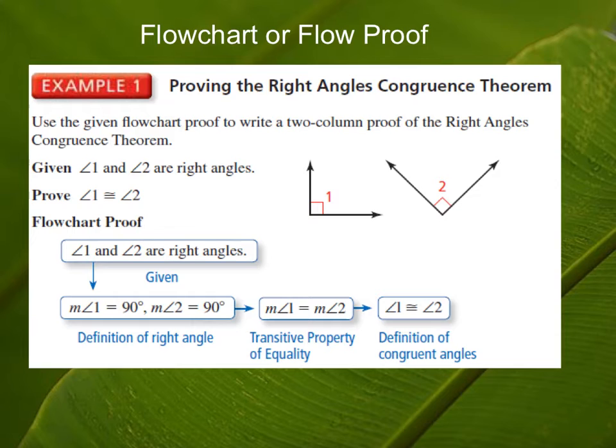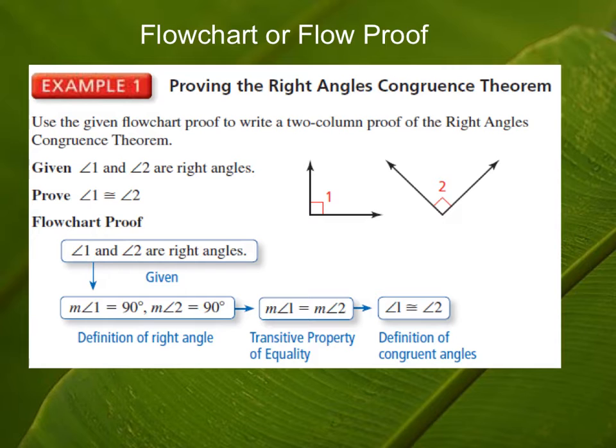So the next slide actually has an example of a flow chart or a flow proof. Again, you're not going to have to write flow chart proofs or flow proofs, but just be aware of what they look like. They're like little boxes or rectangles, and then they have arrows showing the flow of the proof.